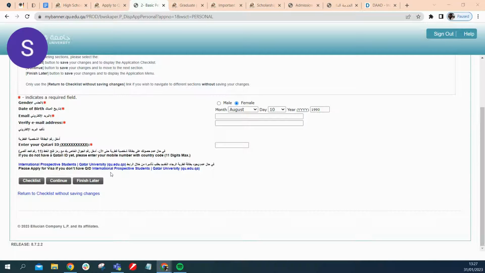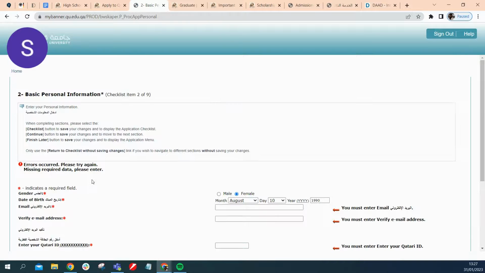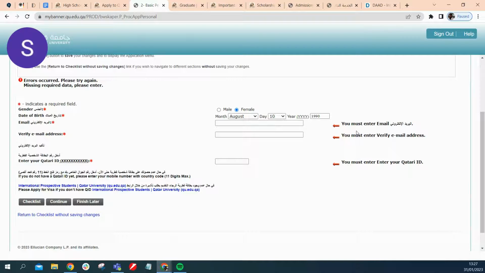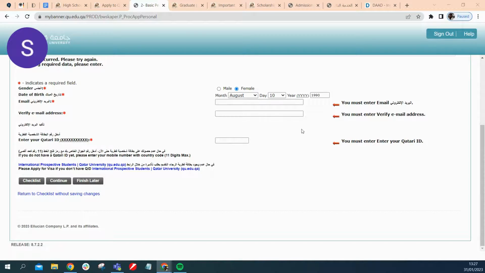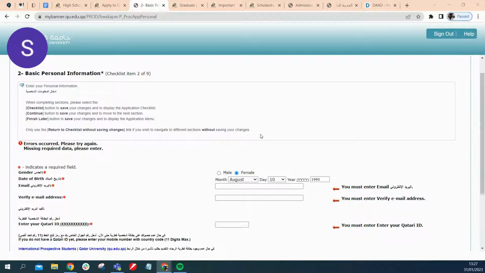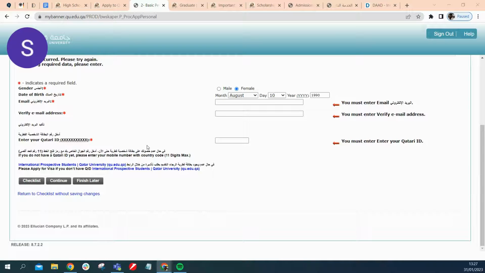So like I was saying, if you have finished this, if you want to continue later, you can say finish later, or return to checklist without saving if you don't want to save it. So I would say finish later, and then it's telling me you have to complete these fields. So this is very good. It tells you what needs to be done, and it will tell you this error has occurred. So by all means, take your time, sit down, go through it one after the other.